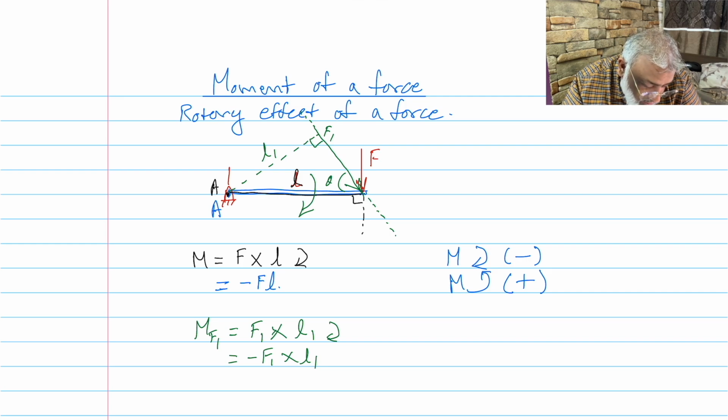Now we need to find out the value of the moment. The value of F1 is given to us, but the value of L1 needs to be found out using this triangle. You see there is a triangle here. We know the hypotenuse of this triangle is L, and we know this angle theta also.